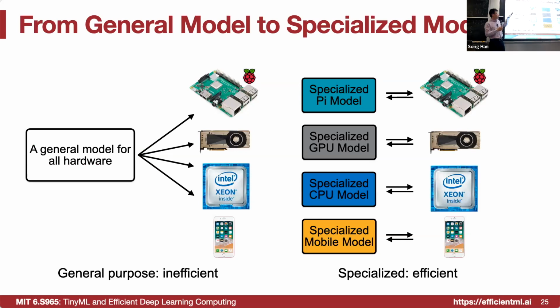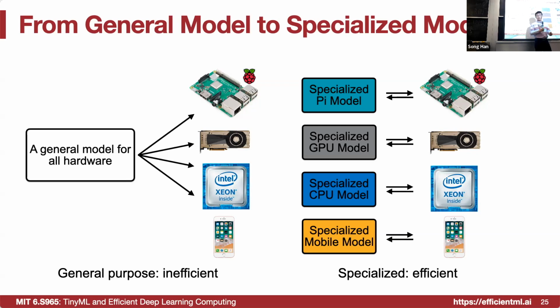If you look at the landscape, previously we had a general model for different hardware platforms. For example, we have ResNet-50, we have MobileNetV2. Those are very popular models these days. But the Raspberry Pi and the GPU have completely different memory resources and completely different power budgets. It doesn't make sense to just scale the channels to make them fit. Instead, we probably need specialized models for different hardware platforms.